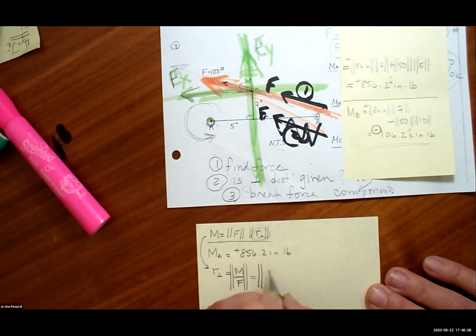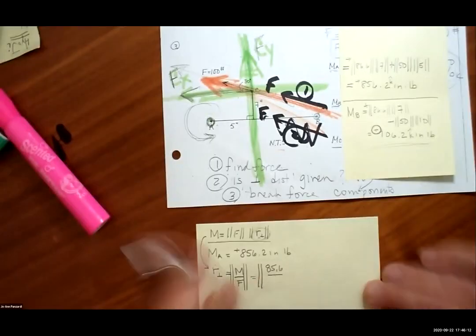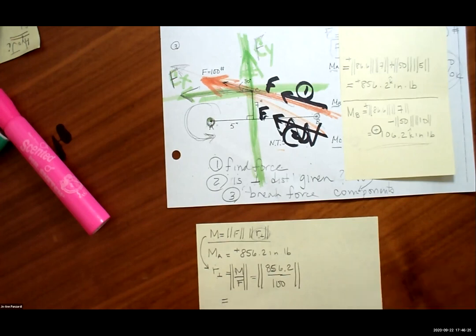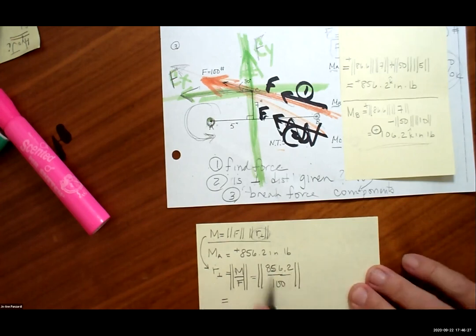So my moment is 856.2, and my force was 100. So what is this perpendicular distance? 856.2 divided by 100 is what? 8.56 inches.